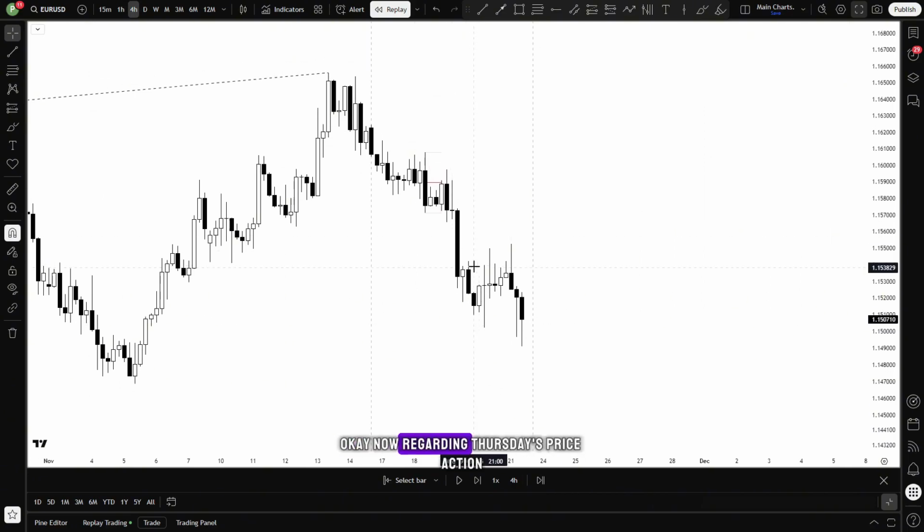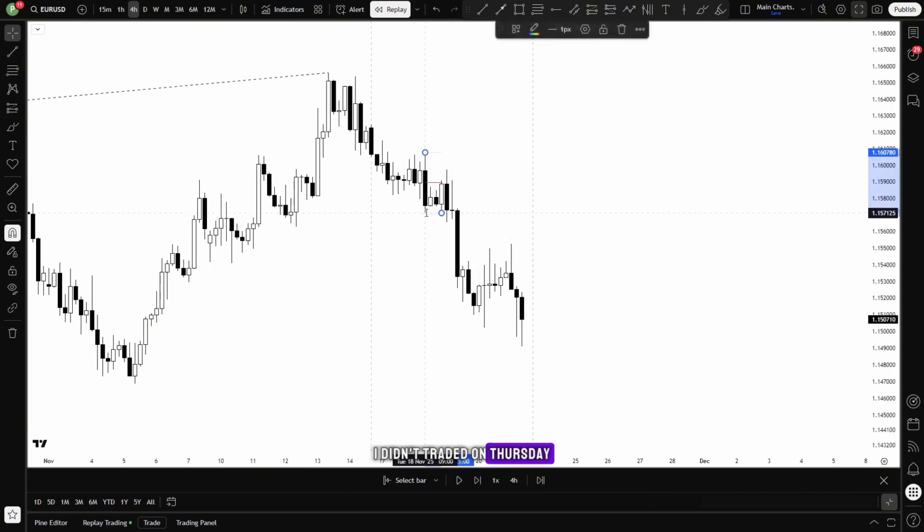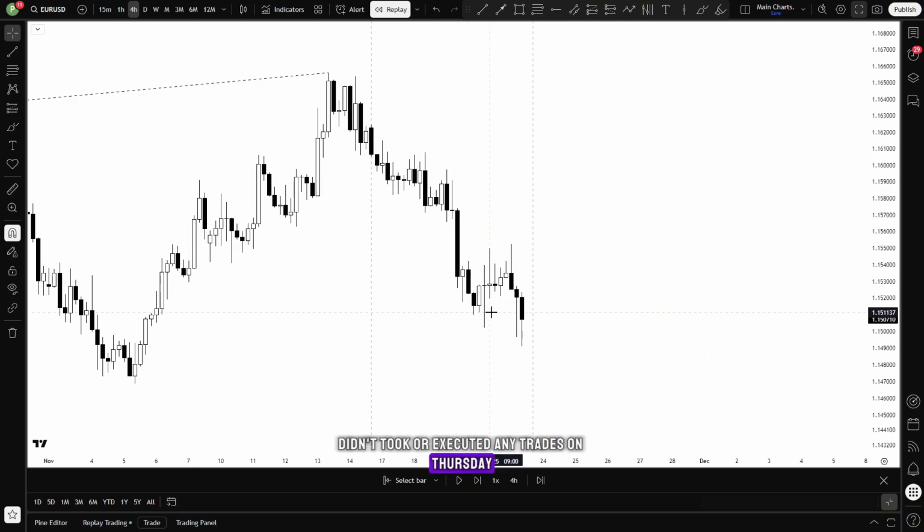Okay, now regarding Thursday's transaction, I didn't trade it on Thursday, didn't take or execute any trades on Thursday, and the major reason for that is that we had an NFP release on Thursday, and obviously I don't trade during major news releases.